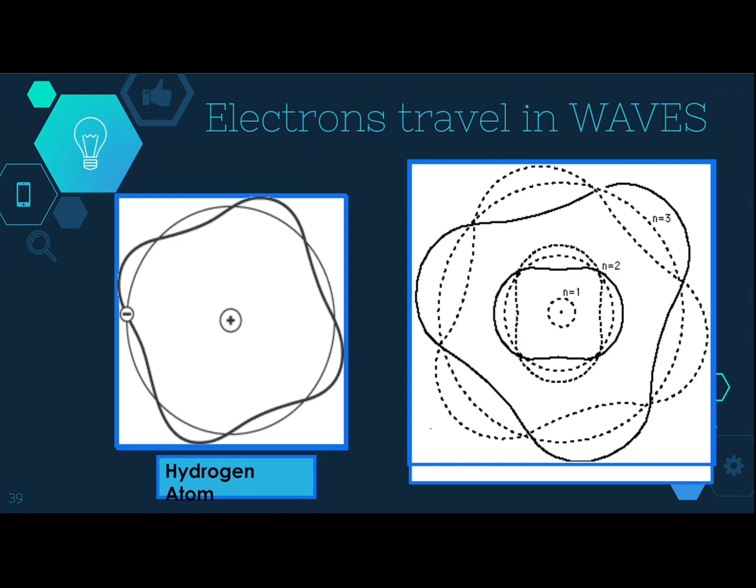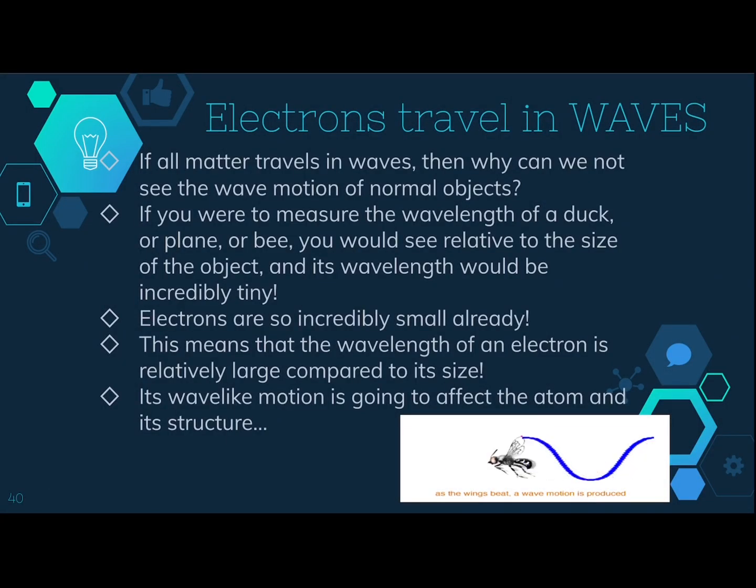So here on the left, I have a hydrogen atom with its one electron circling the nucleus. And then on the right side, I have another atom with all the different waves. If all matter travels in waves, then why can we not see the wave motion of normal objects? If you were to measure the wavelength of a duck or plane or bee, you would see relative to the size of the object that its wavelength is actually really, really small. Electrons are already so small. This means that the wavelength of an electron is actually large compared to its size. So our wavelengths are really small, but an electron's wavelength compared to its relative size, which is really tiny, means that its wavelength is big. Its wave-like motion is going to affect the atom and the structure. The waves we're giving off are so small that we can't see them.